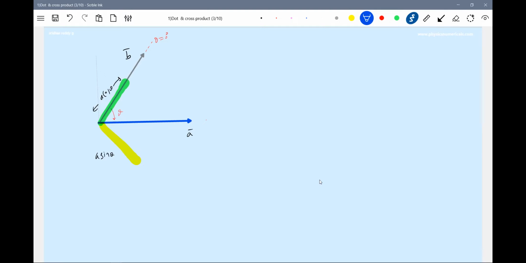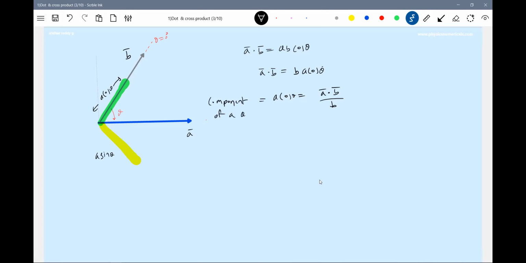Sir, why are you not showing an arrow for this? Because A cos theta is the magnitude, so it will not have a direction. Then how to calculate this one? We know A bar dot B bar equals AB cos theta. This we will rearrange. Now A cos theta is A bar dot B bar by B. So what is A cos theta? Component of A bar along B bar. Very nice formula, no?